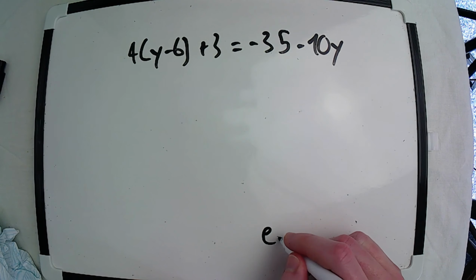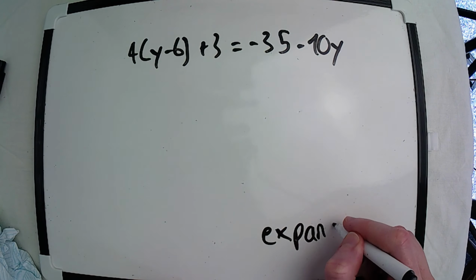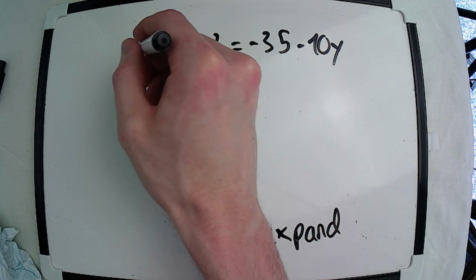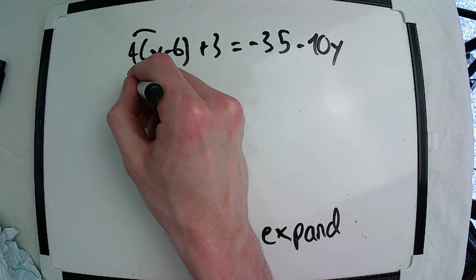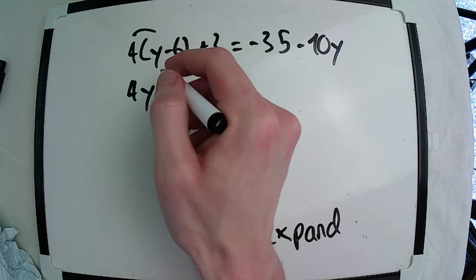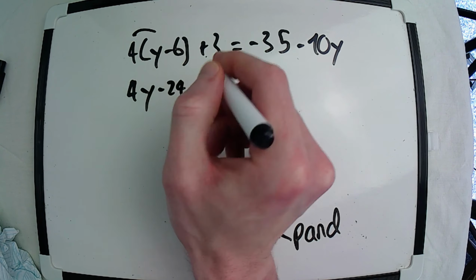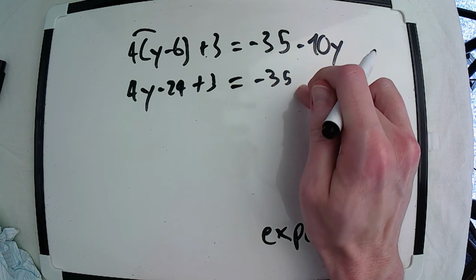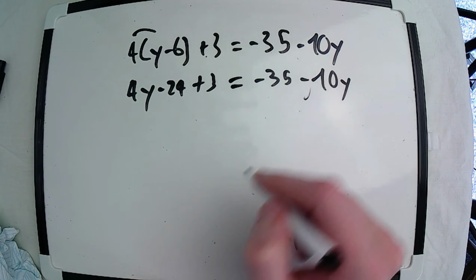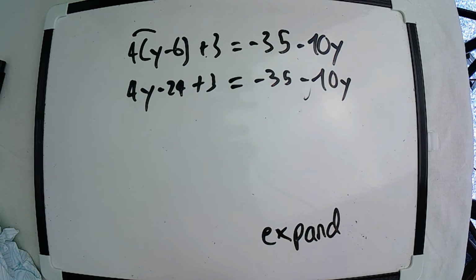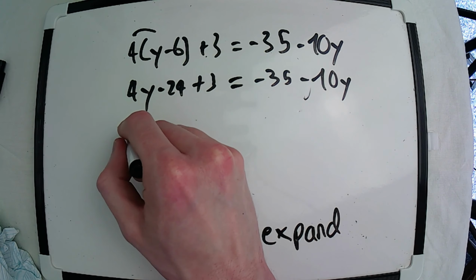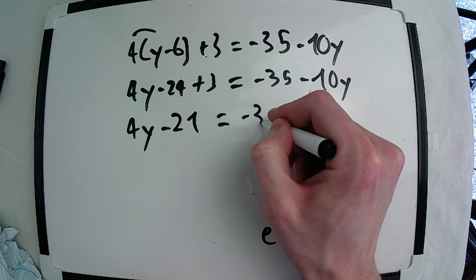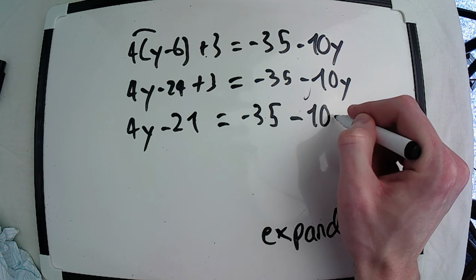First thing we want to do here, ladies and gentlemen, is expand the brackets. Multiply out the brackets. So 4 lots of y, 4y. 4 lots of minus 6, minus 24. We'll keep the plus 3, equals minus 35, minus 10y. Now we need to simplify this. We've got minus 24 plus 3. 4y minus 21 equals minus 35 minus 10y.